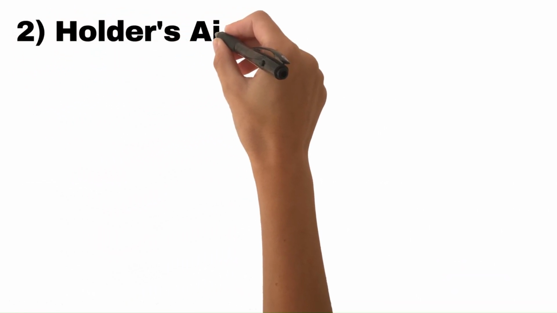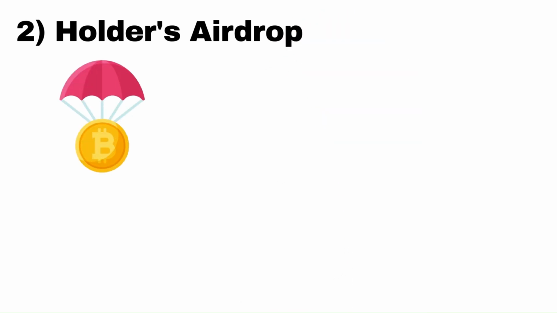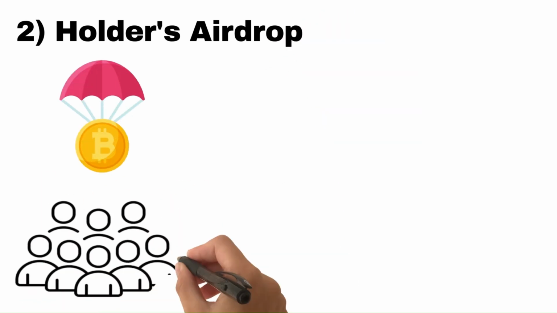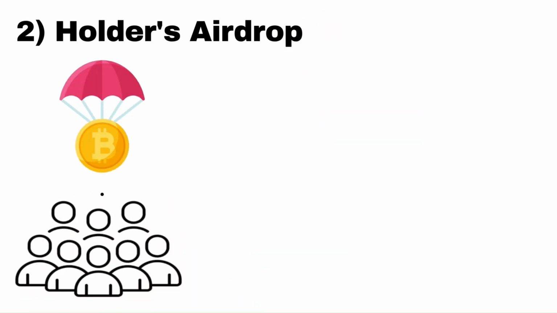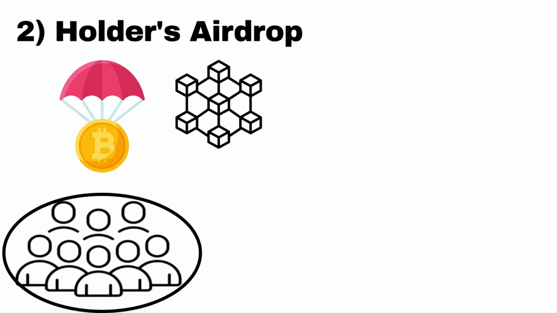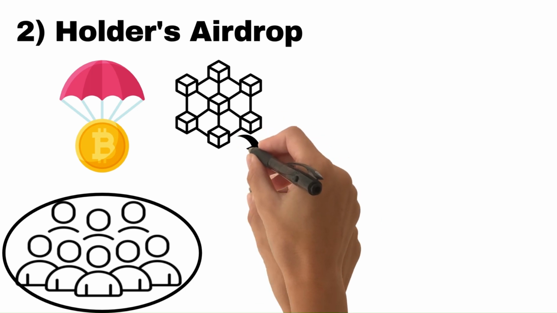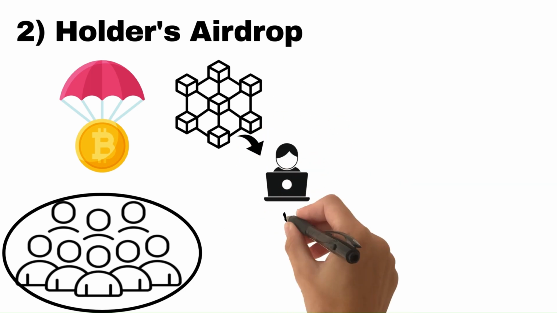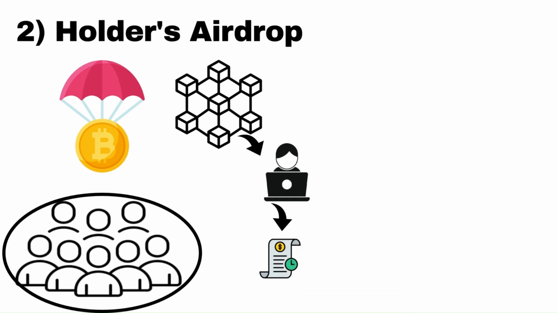2. Holders airdrop. This type of airdrop rewards existing holders of a particular cryptocurrency with more tokens. It might be past, current, or all the holders. Since the blockchain is a digital and transparent ledger, it is easier for the developer to take a snapshot of all wallets with history of holding their coin or token in order to distribute the airdrops fairly.